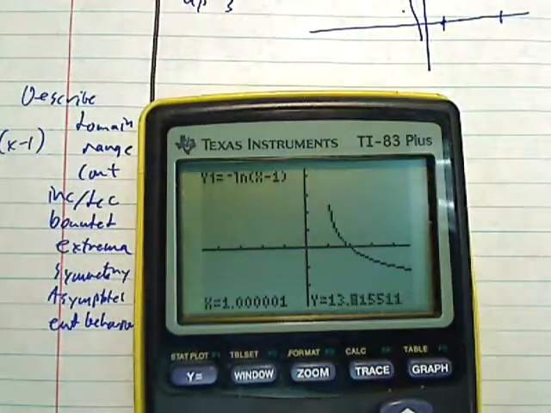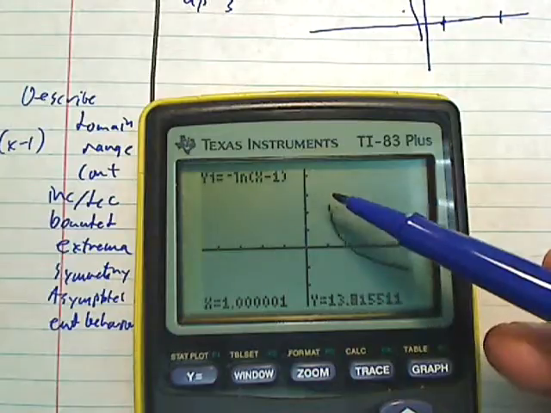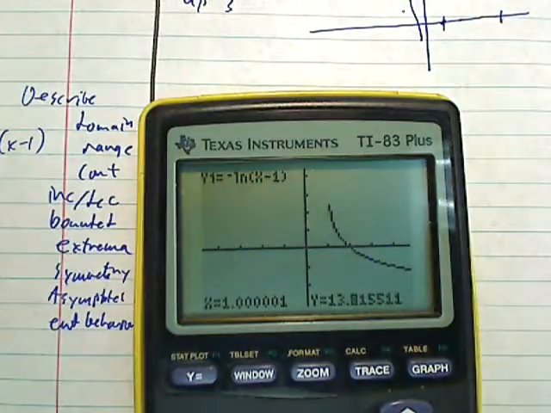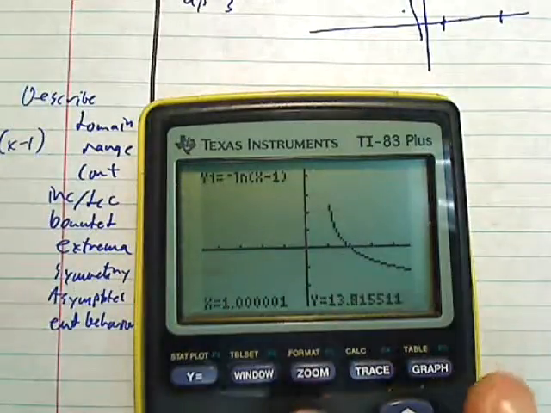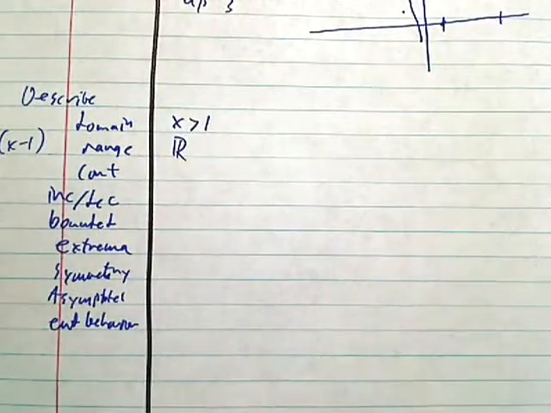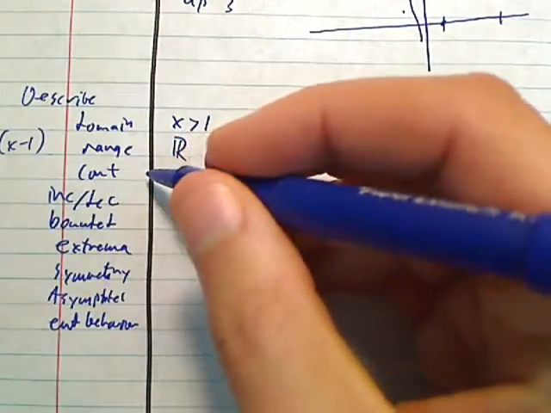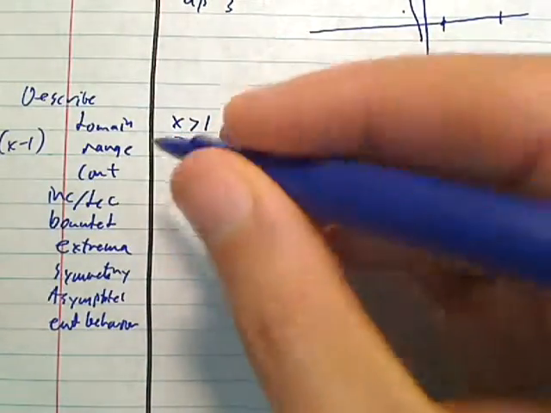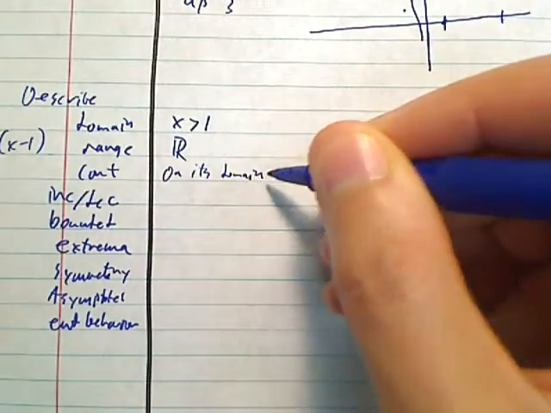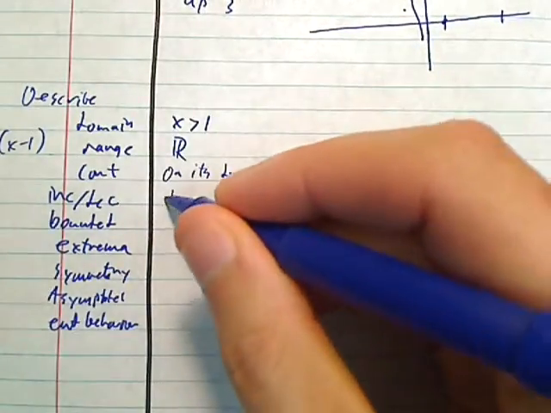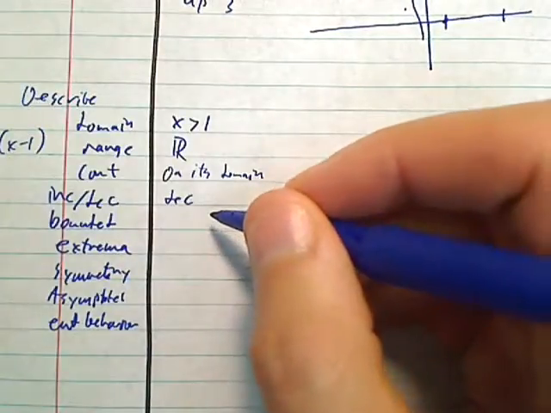This grapher does not handle that logarithm, that vertical asymptote, very well. The calculator doesn't handle vertical asymptotes well in general, so that's where you have to interpret it. Okay, so the continuity: it's always continuous on its domain. Is it increasing or decreasing? It is decreasing. I could also say on its domain.